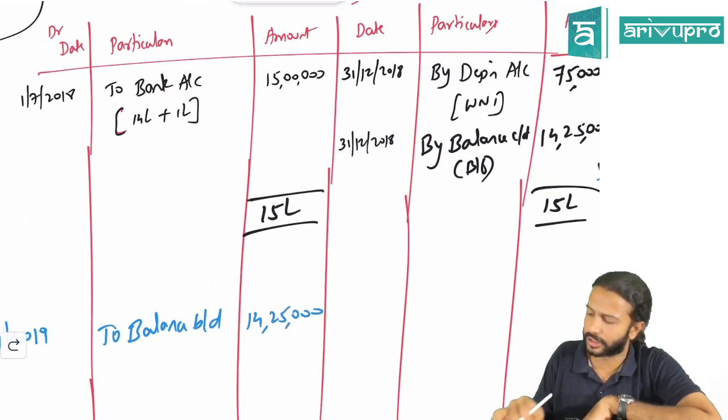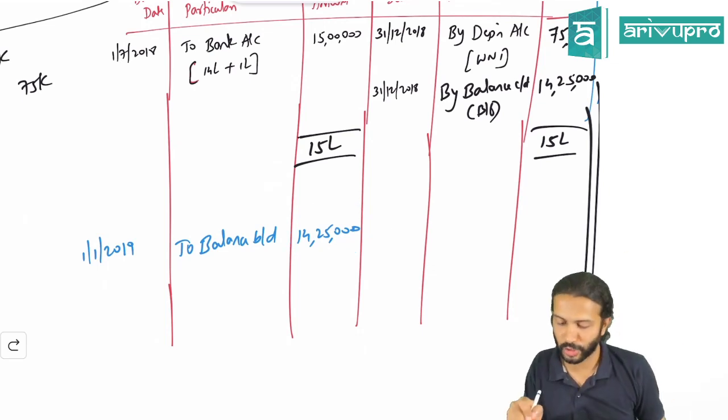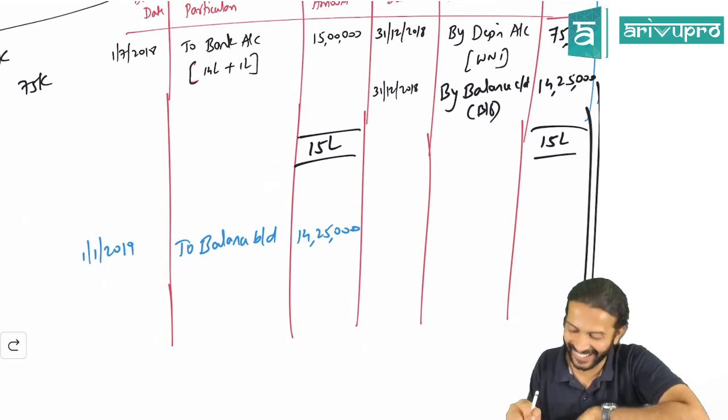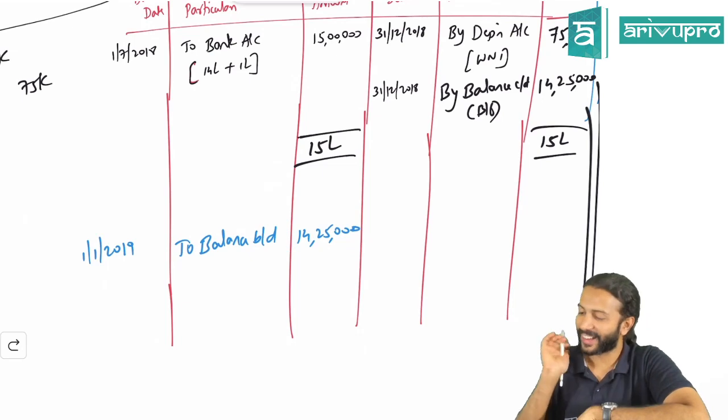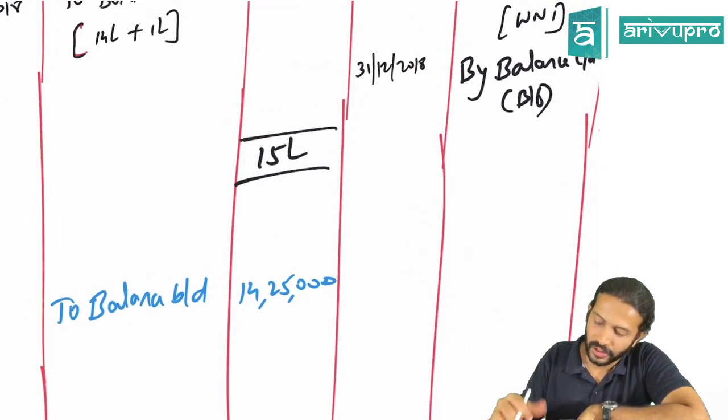We have done all this in ledger now. Even science students should be comfortable with this. Yes, no? Provided you are practicing it. So to balance brought down is 14,25,000. Great. You're saying I'm practicing. That's nice to know. All right.